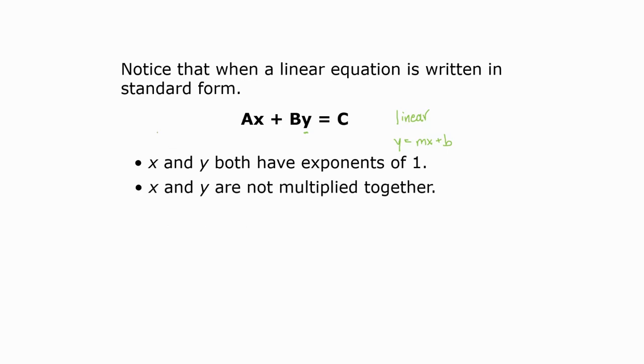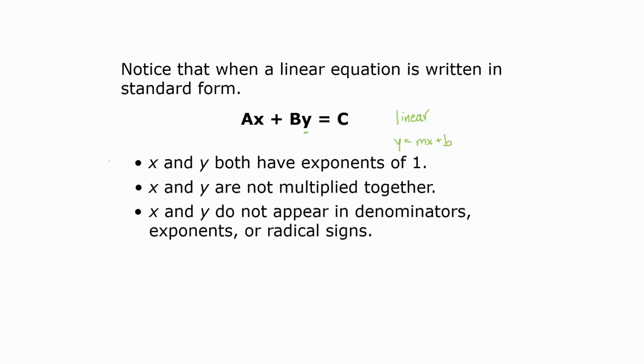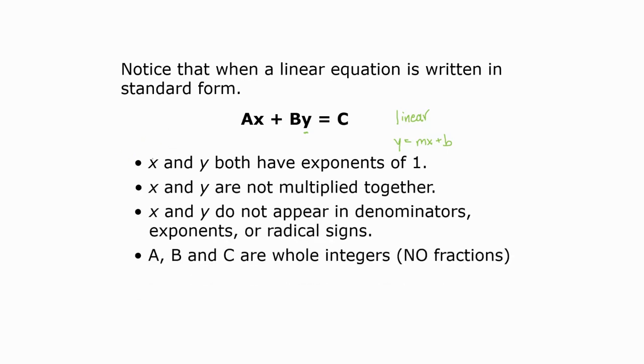Okay, so these are some of the features of a linear equation. I'm just going to run through them. Both x and y have exponents of 1. There's no exponent written there, but you could imagine a mini 1 there, and it would be an exponent of 1. They're not multiplied together. They do not appear in denominators, exponents, or radical signs. And a, b, and c are whole integers. That's usually what we want when we're looking at a standard form equation.